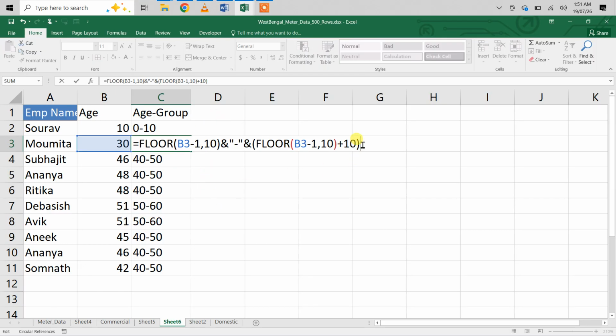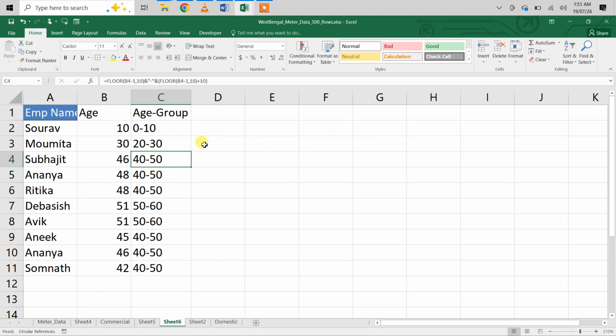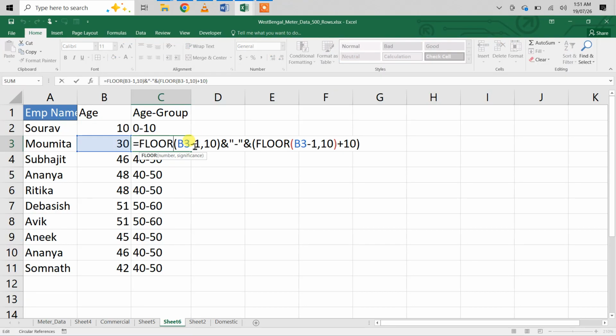So that's the Excel formula to find out the age group for particular names. I hope I have been able to make clear why we are subtracting 1 from it and how this formula works.